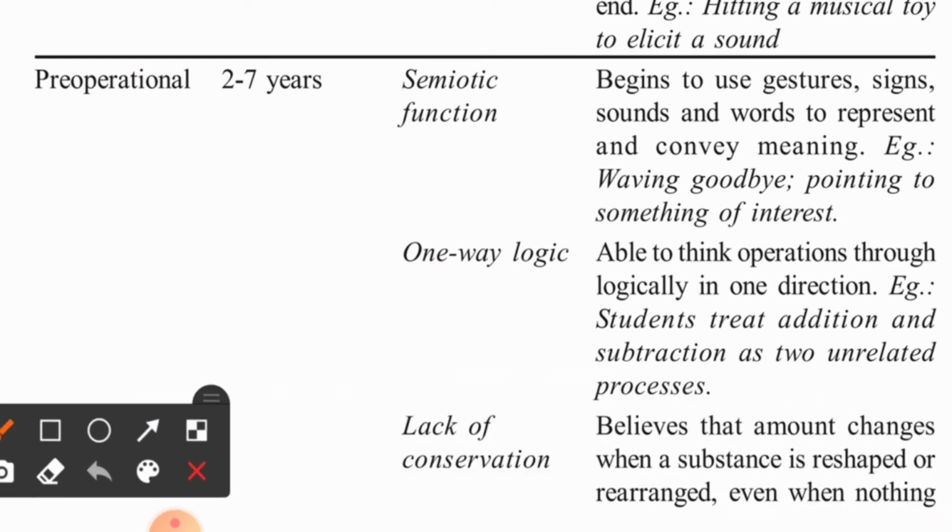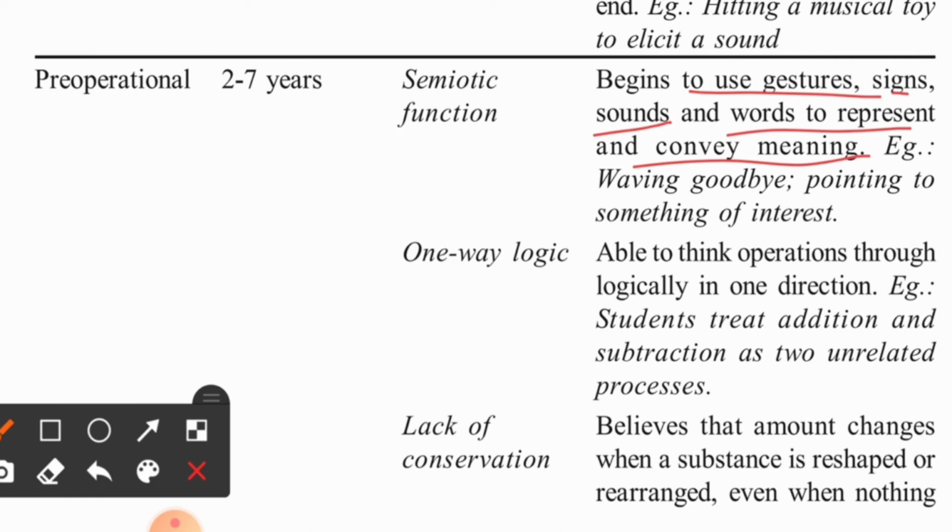So let's see what it says. The child begins to use gestures at this stage. The child is able to understand signs and gestures. They begin to use signs, gestures, sounds, and words to represent and convey their meaning. An example given is waving goodbye. The child learns that whenever the parents go out, or the father is going to the office or work, the child starts waving goodbye, or pointing to some interesting thing, saying I want this particular toy.